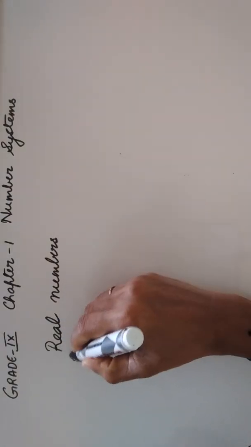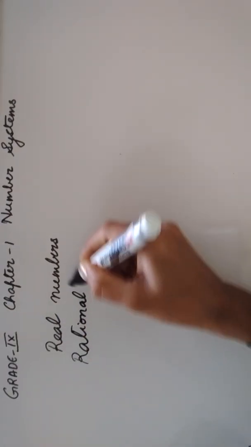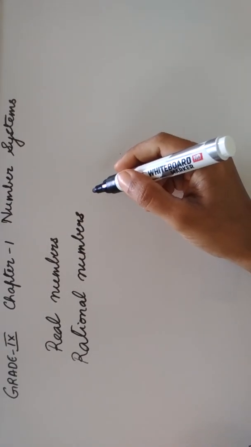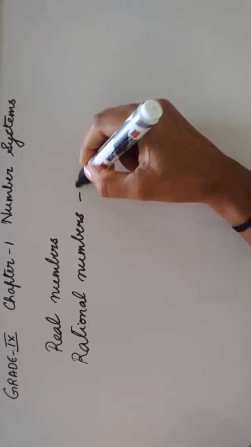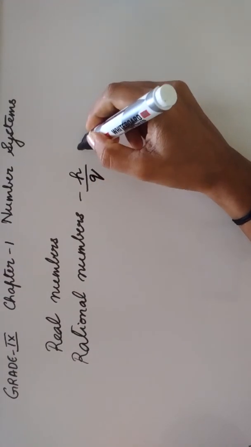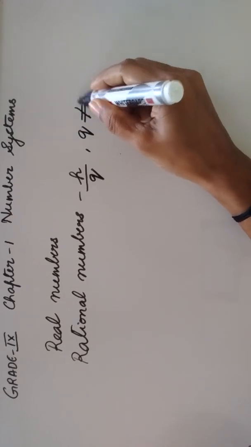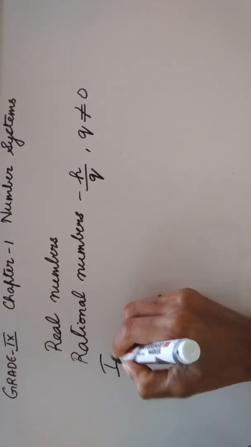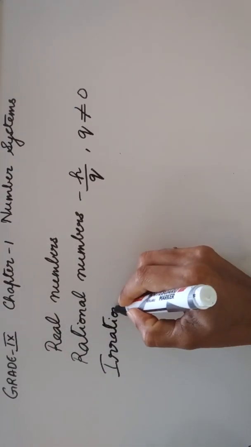So we know that the rational numbers, we have learned what are rational numbers. So these rational numbers can be expressed in the form P by Q, where Q is not equal to 0. Isn't it? Yes. And there's one more category of numbers. We can say the special type of numbers, that is the irrational numbers.